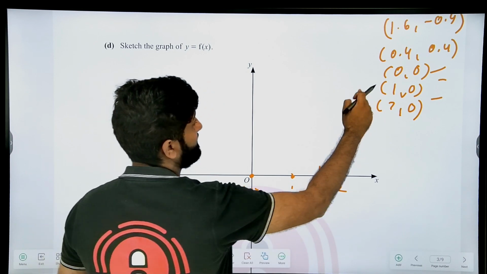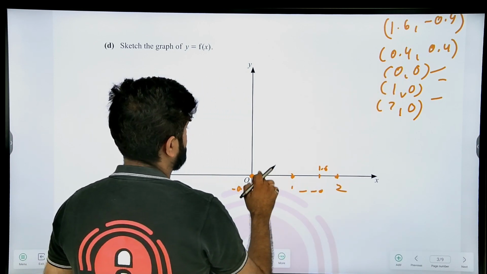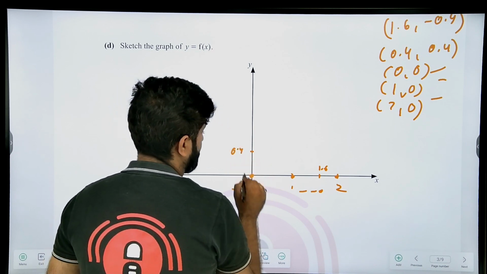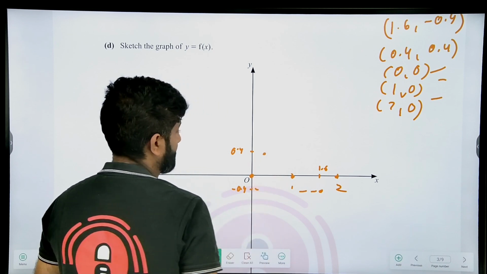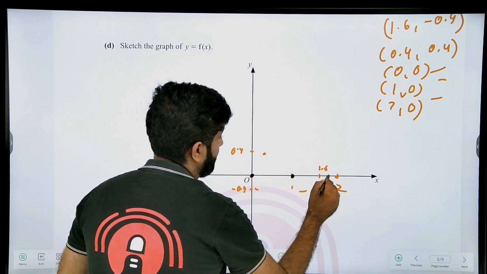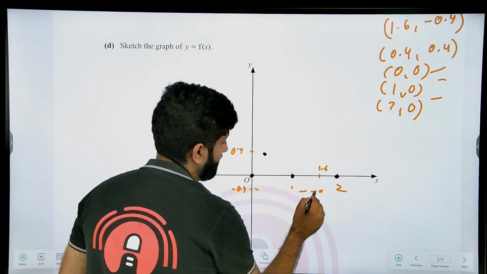And when x is 0.4, the value of y is positive 0.4. So I'll draw, let's say, somewhere over here. So this is my point. So now what I'll do, I'll draw a curve. See, these are my x-intercepts and these are my turning points.